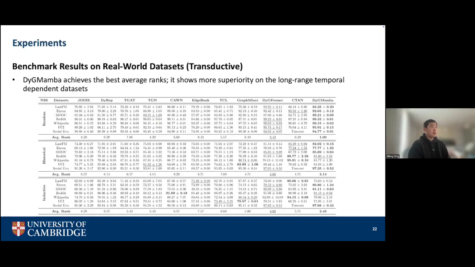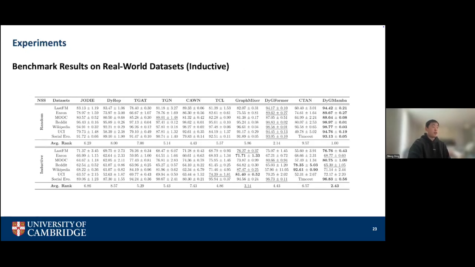Here is the benchmark result on real-world datasets on the transductive link prediction. We found that our model can achieve the best average rank. It shows more superiority on the long-range temporal dependent datasets, for example, the first 3 datasets in this table. And for the inductive link prediction, we also observed the same trends, so the conclusion still holds.